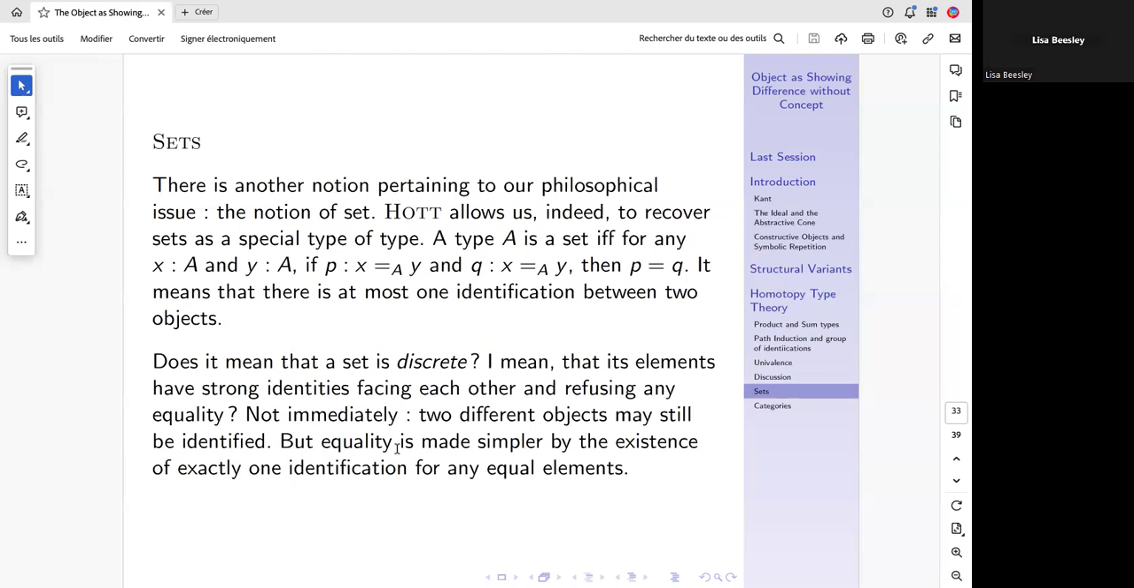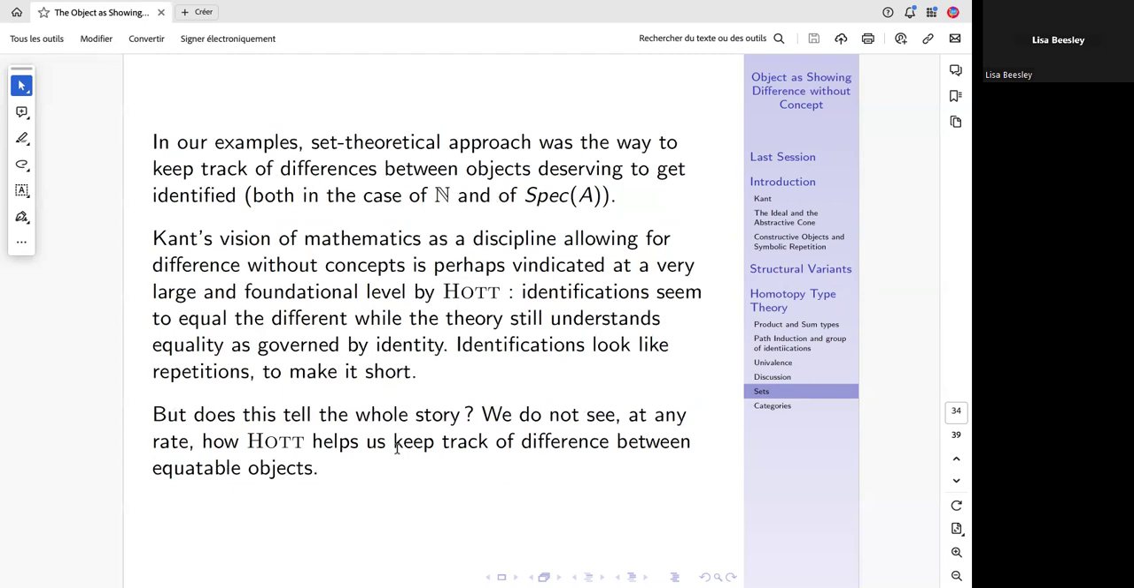But it doesn't say that sets are discrete. I mean, it doesn't say that elements of sets have strong identities facing each other and refusing any equality. Two different objects may still be identified. But equality is made simpler by the existence of exactly one identification for any equal elements.